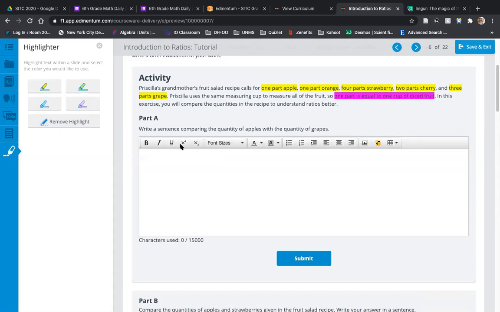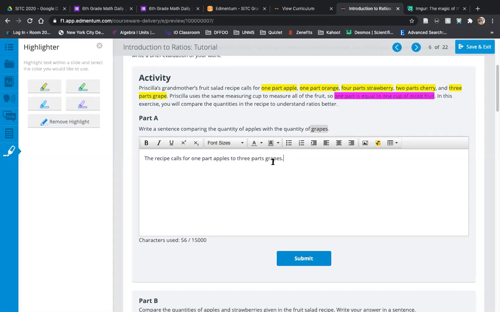The first part says, write a sentence comparing the quantity of apples with the quantity of grapes, right? So apples compared to grapes. Can somebody tell me how many parts of apples the recipe calls for? 1 part of apple. Good. So if I want to write a sentence to compare this, I would write a full sentence. I'd say the recipe calls for 1 part apples. And then how many grapes? 3 parts of grape. 3 parts grapes.